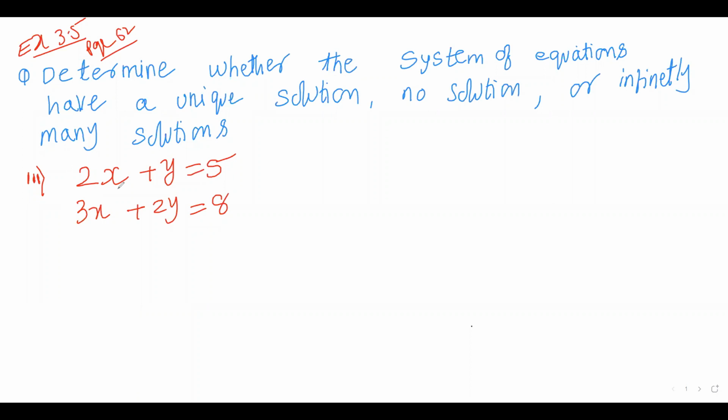In the next question, we have two linear equations: 2x plus y is equal to 5, and 3x plus 2y is equal to 8. Let us check whether they have a unique solution, no solution, or infinitely many solutions.